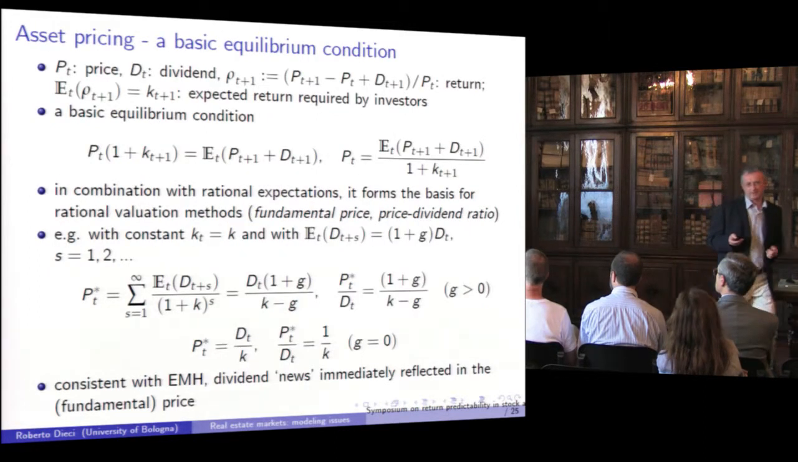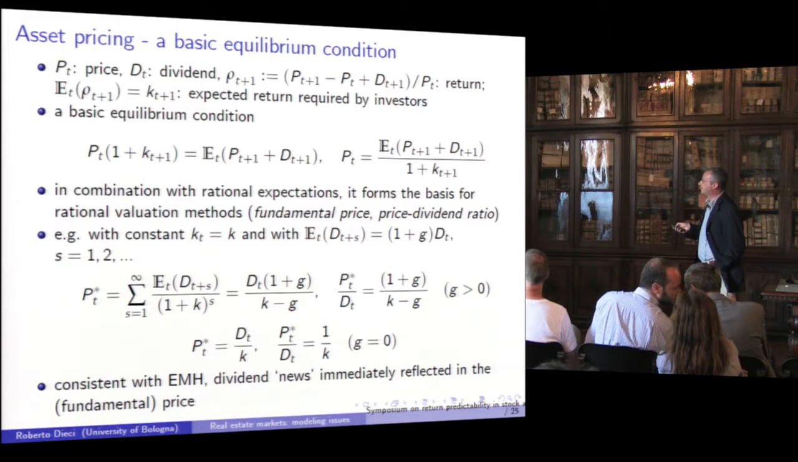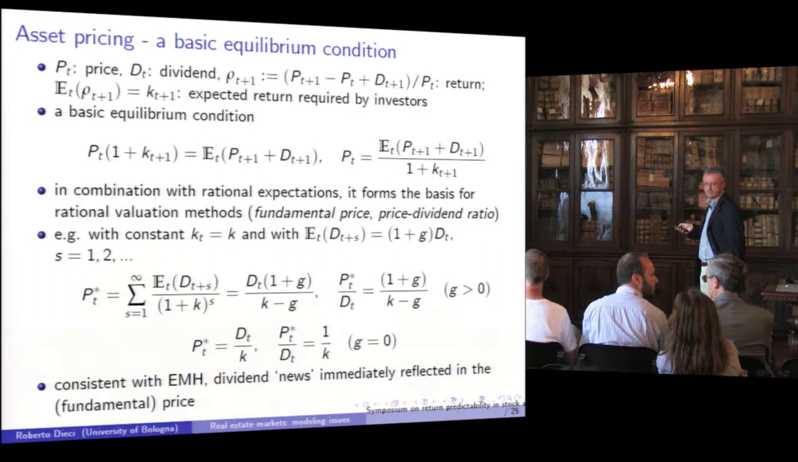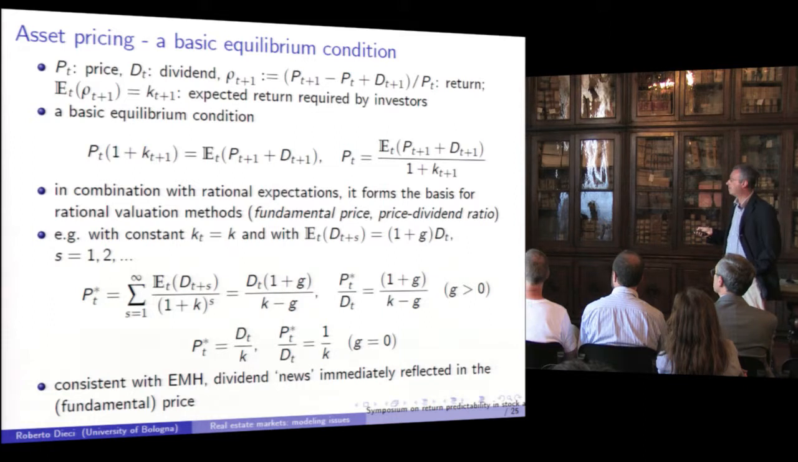Let me start from a very simple equation based on a basic equation of asset pricing, which regards the price today as the expected payoff by stock market investors, discounted using the expected return required by investors. This is a very basic setup. And we know that this setup, in combination with rational expectations, forms the basis for so-called rational valuation methods. For instance, the computation of the so-called fundamental price, but also the theory of rational bubbles, and the use, for instance, of the price-dividend ratio to assess undervaluation of the price and so on.